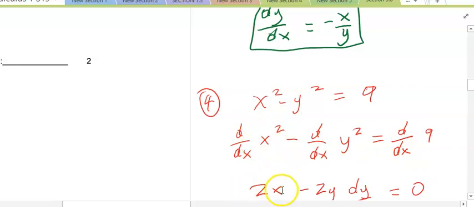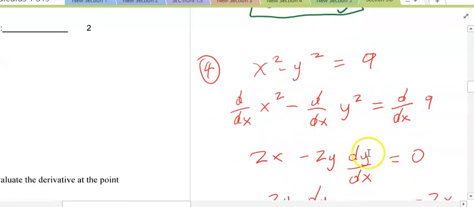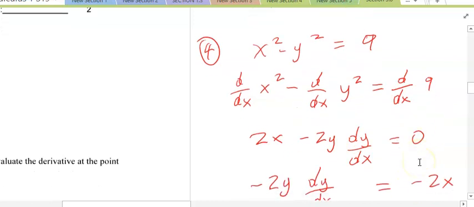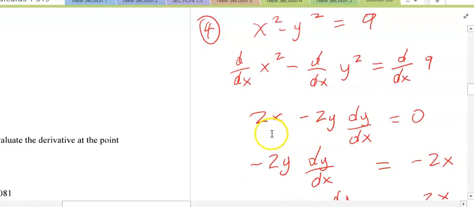From the power rule, bring that 2 over and take one off the exponent. d/dx of y squared is going to be equal to 2y. Treat it like a power rule, that's 2y, and then dy/dx is still taking the derivative of y with respect to x. d/dx of a constant is just 0, right?